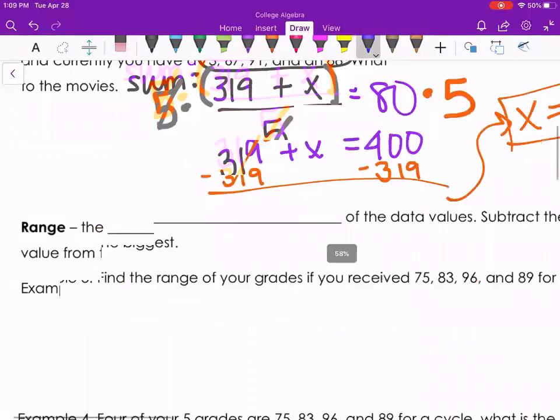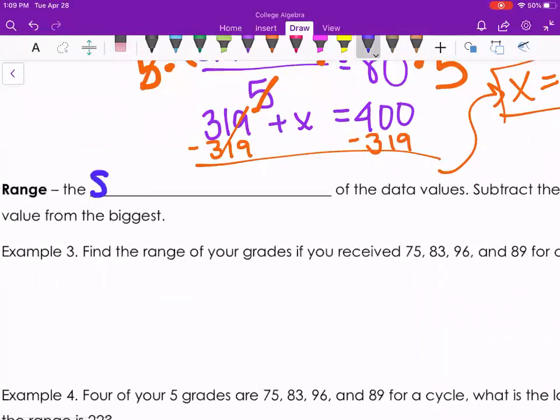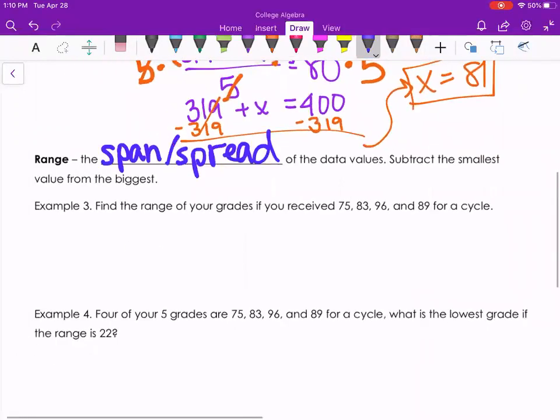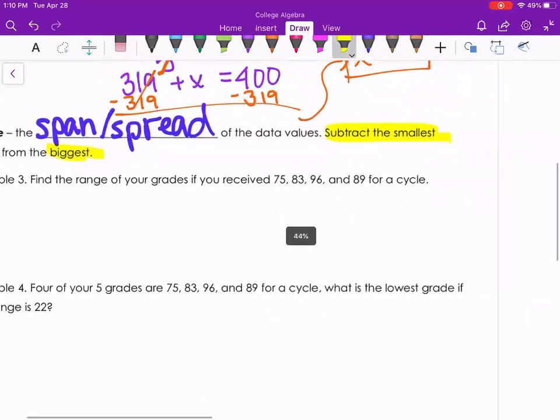All right. So specifically, range is the span or spread of your data values. And like we had a formula for mean, we have a formula for range, which is to subtract the smallest value from the biggest. And that's pretty much it. Subtract the smallest number from the biggest number. So let's see how that works when we look at our first set of data.